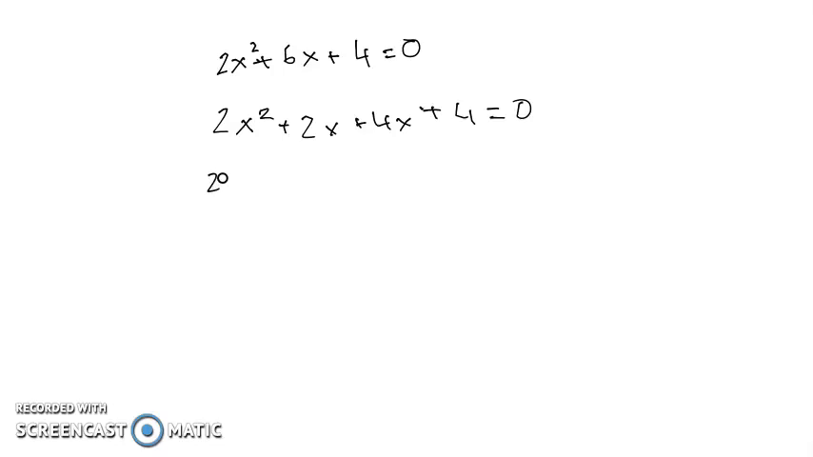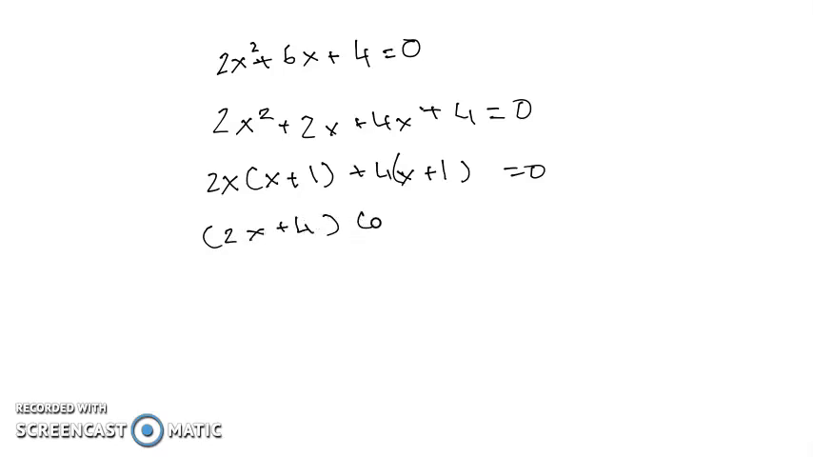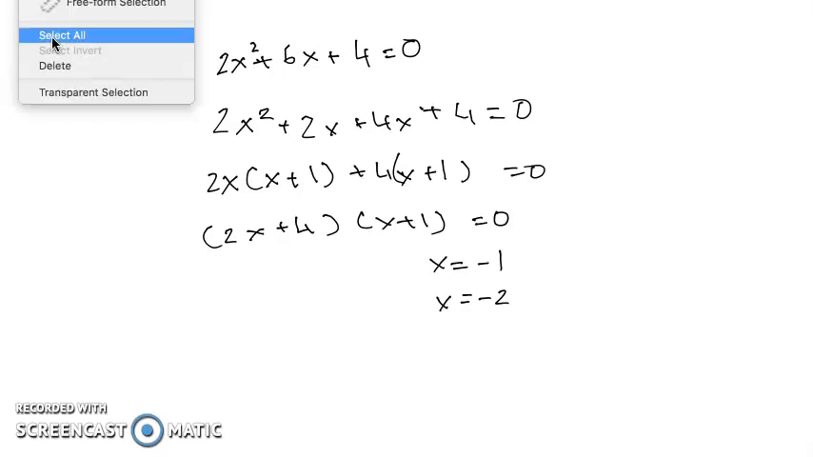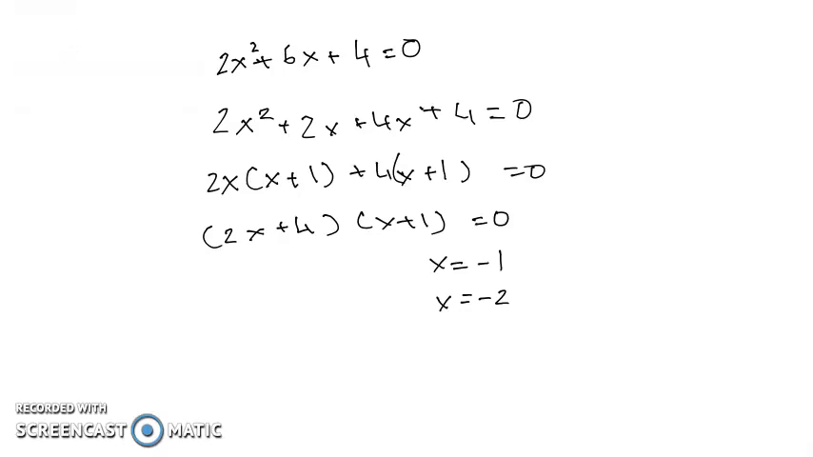Now we factor, we get 2x times x plus 1 plus 4 times x plus 1, and we get 2x plus 4 times x plus 1 equals 0. Now x is equal to -1, or x is equal to -2. This is the principle. I will show you another example where the first coefficient is not equal to 1.